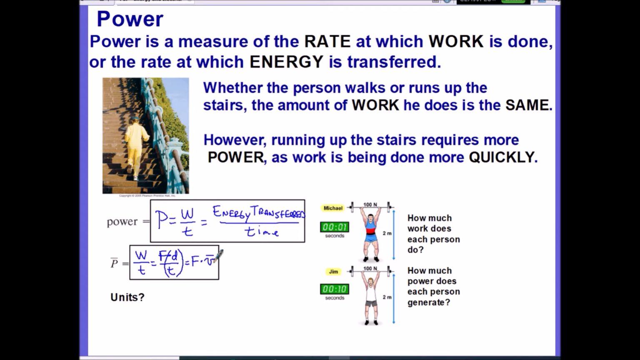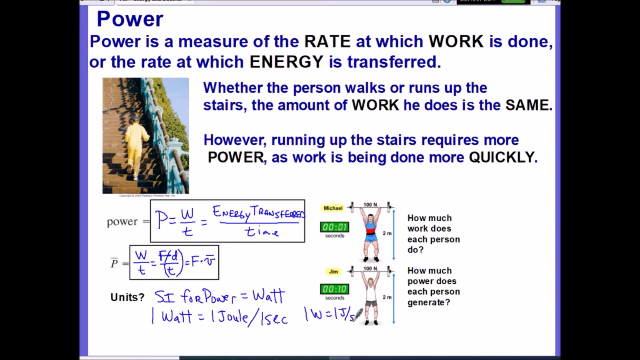Let's take a look at the units. The SI unit for power, the International System of Units that we've all agreed to use, is the watt. 1 watt is 1 joule of energy, 1 joule of work, 1 joule of energy transferred in 1 second. So we could say 1 watt is 1 joule per second.